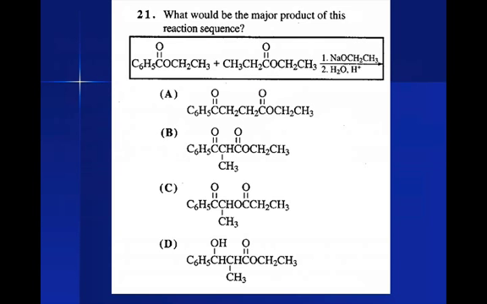How about this one? What kind of reaction is this? It is a cross-Claisen. And again, we know that we're going to get a, what's the product? Beta-keto ester. So what can we eliminate based on that alone? We can eliminate C and D.